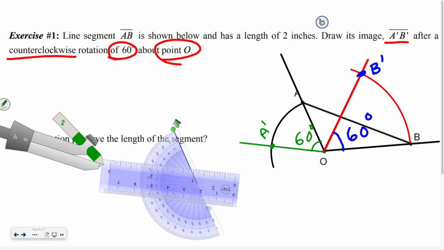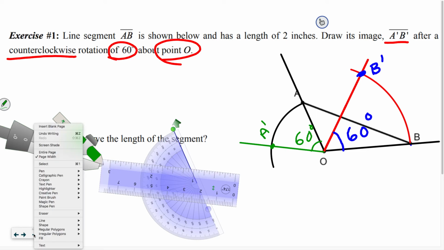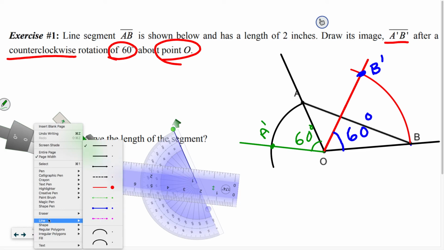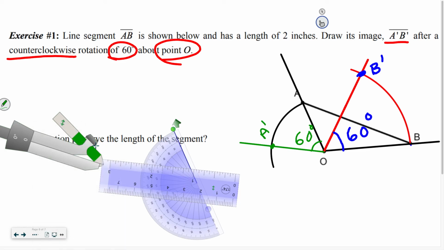Now, I still haven't rotated my segment because I don't have a new segment called A prime, B prime. What do I need to do to find the segment A prime, B prime? Finally, yes. I will connect A prime to B prime, and there it is. I have a new segment.